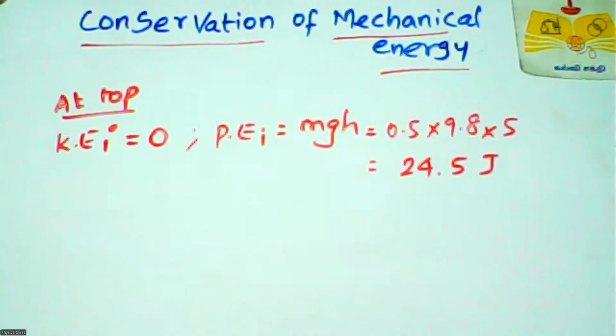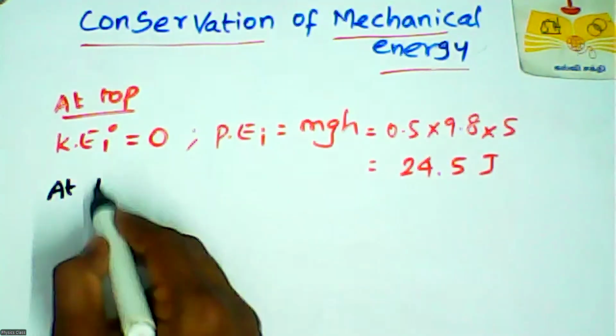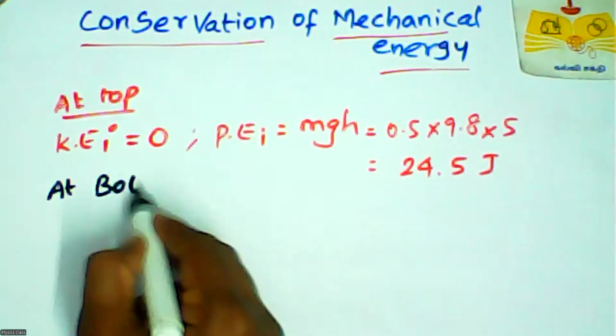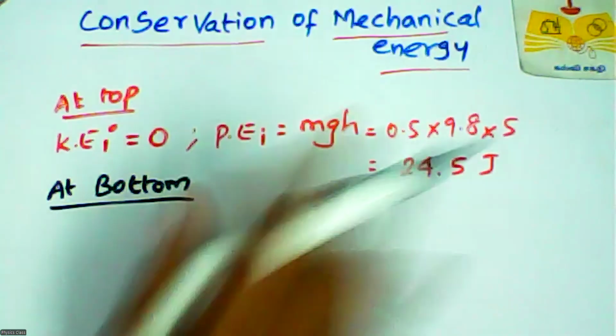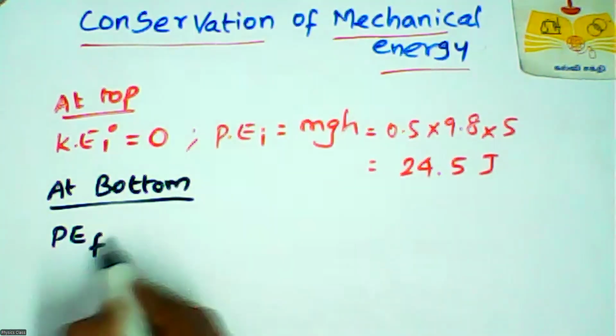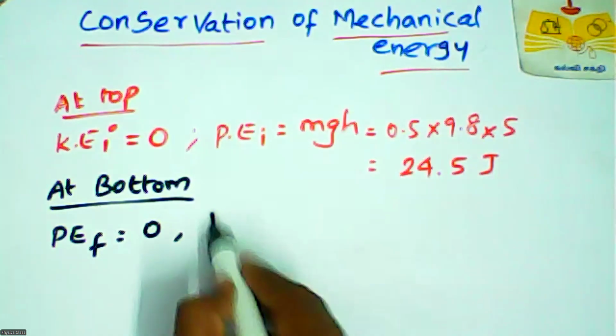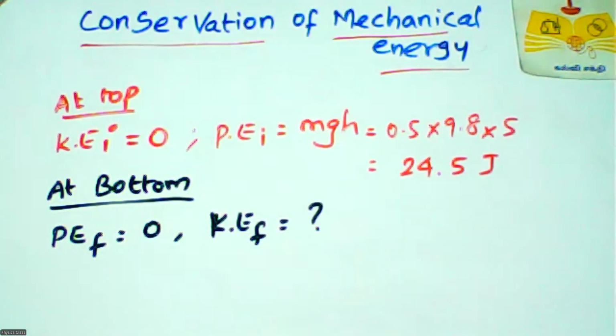Now at the bottom position. This is the final state. At the bottom position, which means the final state, potential energy will be 0. Kinetic energy we have to find. What is the value of kinetic energy? We have to find.